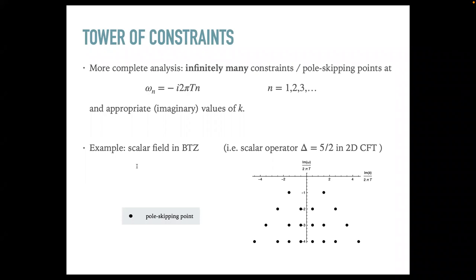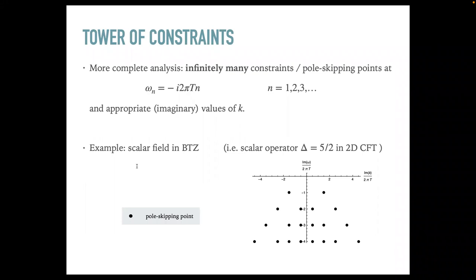And for each frequency, the number of pole skipping points grows with n. When n is one, the example I just talked about, there's pole skipping at one wave number. At the next frequency, there's pole skipping at two different wave numbers, and so on. At higher and higher frequencies, there are more and more of these points. I'm not writing down the specific values of k because they're not very helpful, at least to me. This is for the case of a scalar in AdS, and it's completely generic. For now I'm just talking about a scalar, but I'll get to other fields in a sec.